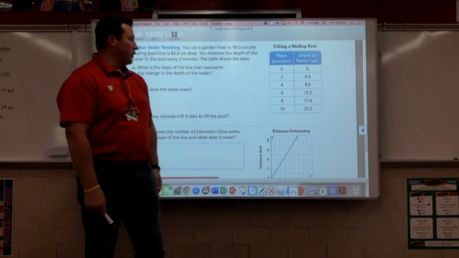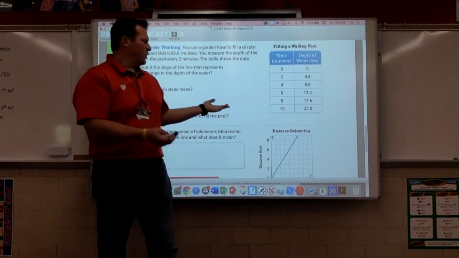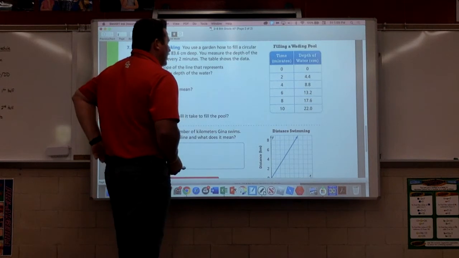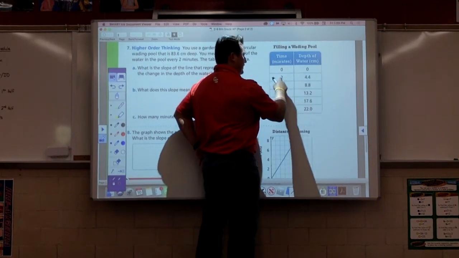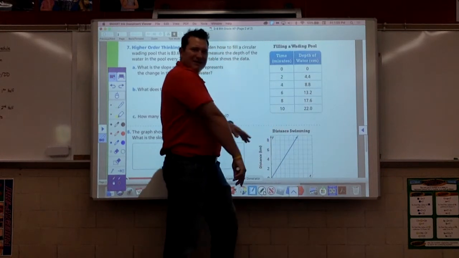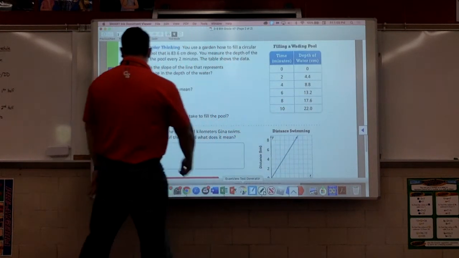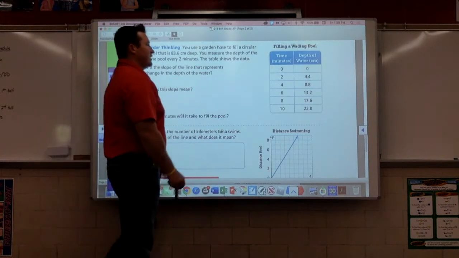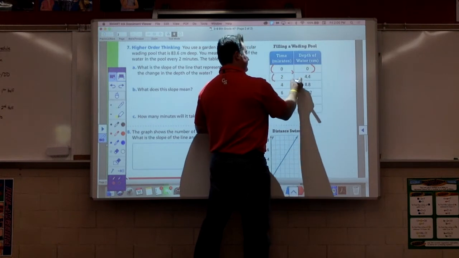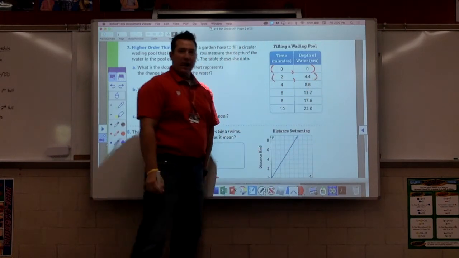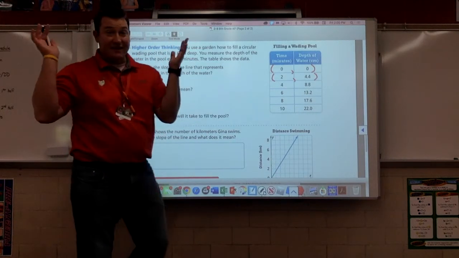All right. Here we go. Can we find slope from a table? Yes. How? A table is just a whole lot of ordered pairs, Mr. Freaky. So you're telling me this is an ordered pair? Yes. And this is an ordered pair? Yes. This is an ordered pair too? That's all it is. It's just a way to list ordered pairs. Well, I guess this one's not going to be so bad.